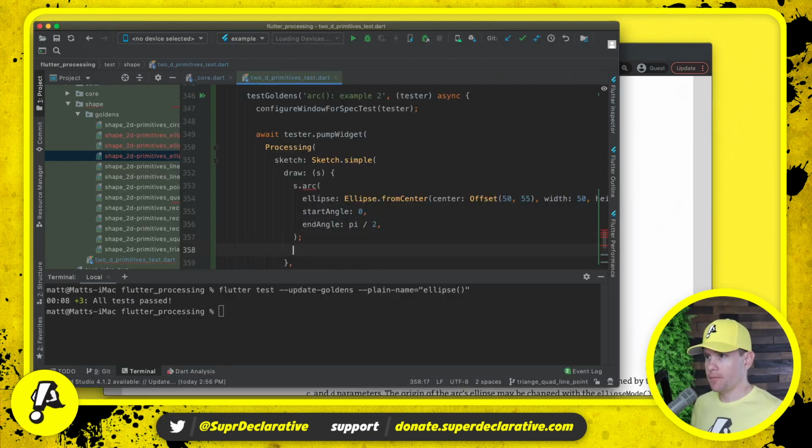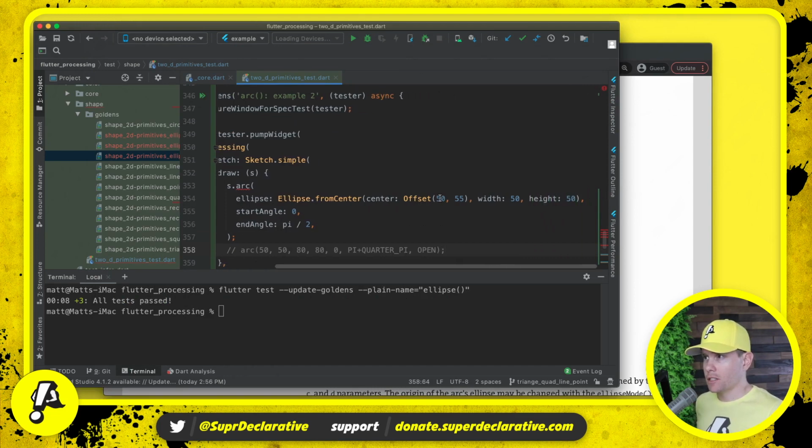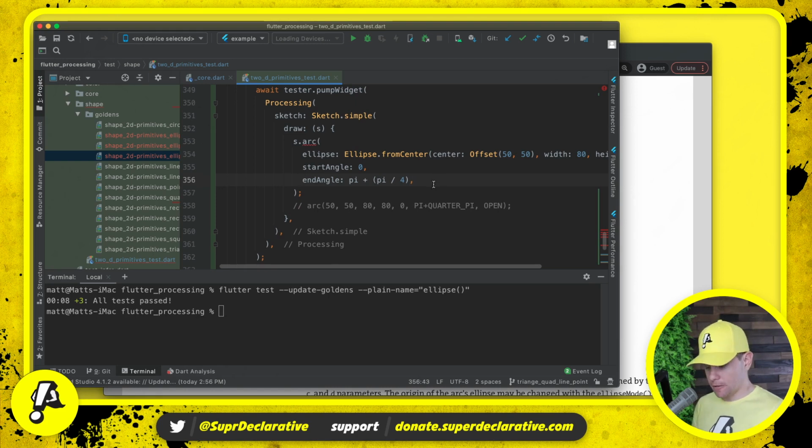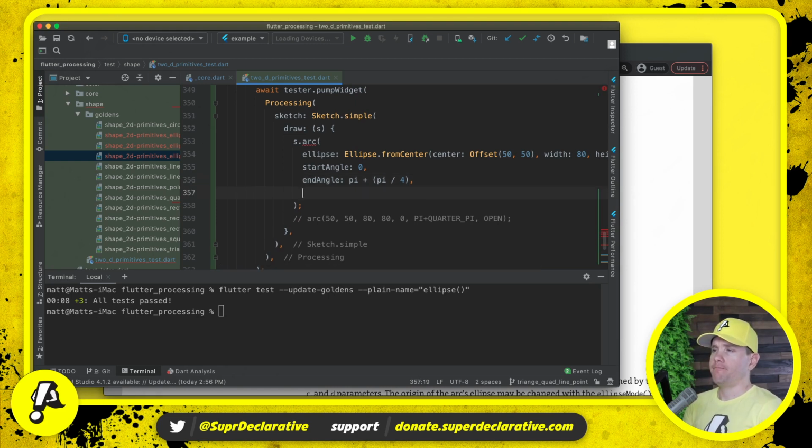Here's what we want. Center is 50, 50 this time. The width is 80. The height is 80. The start angle is 0. The end angle is pi plus pi over 4. This time we do need the final parameter. Let's refer to it in terms of the parameter name is mode, and then this mode should be an enumeration. Let's call it arc mode for lack of a better term, and we will say open.